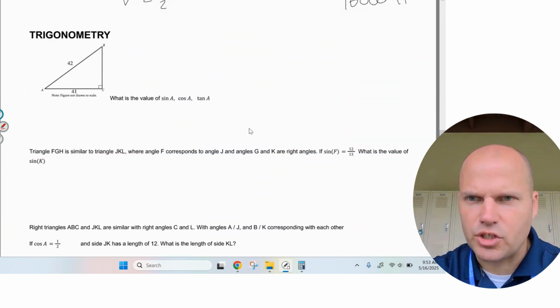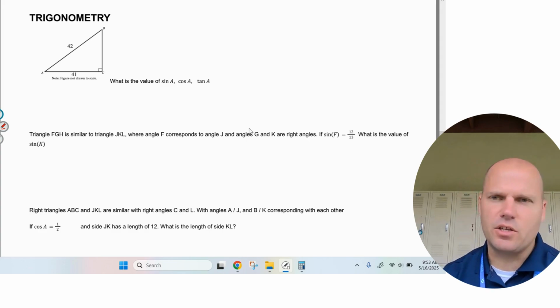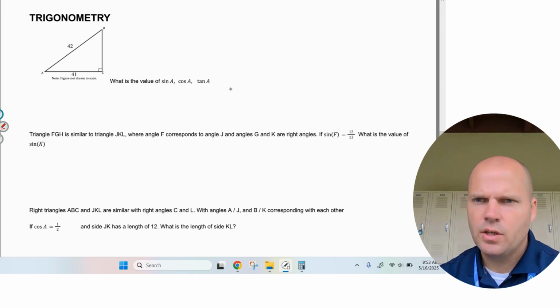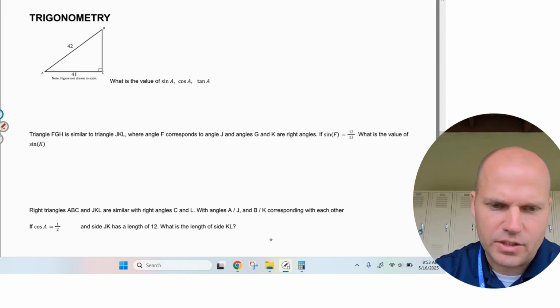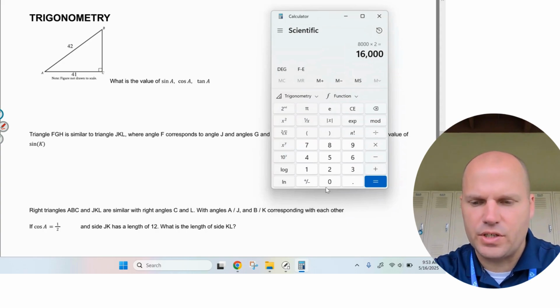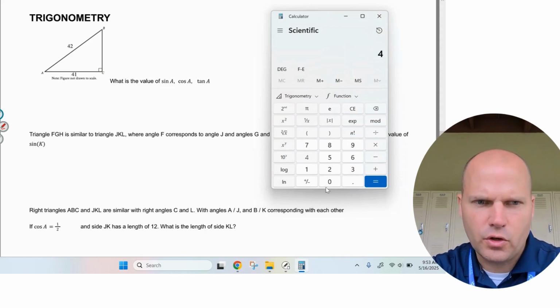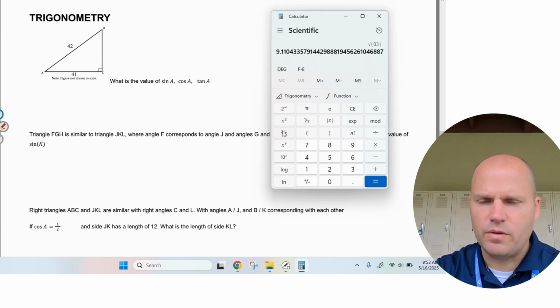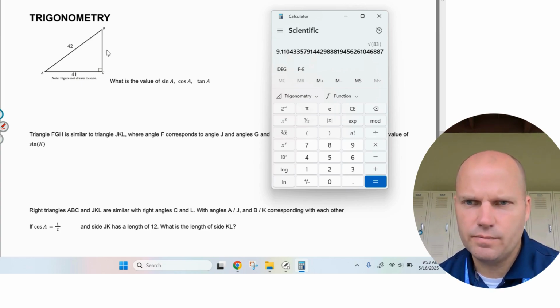All right, trig. It's really just similarity, but with right triangles and making sure our ratios are consistent. We might have to use the Pythagorean theorem. That's one extra thing with trigonometry, the fact that it's right triangles. So 42 squared minus 41 squared equals, square root of 83. Just going to leave it as that.